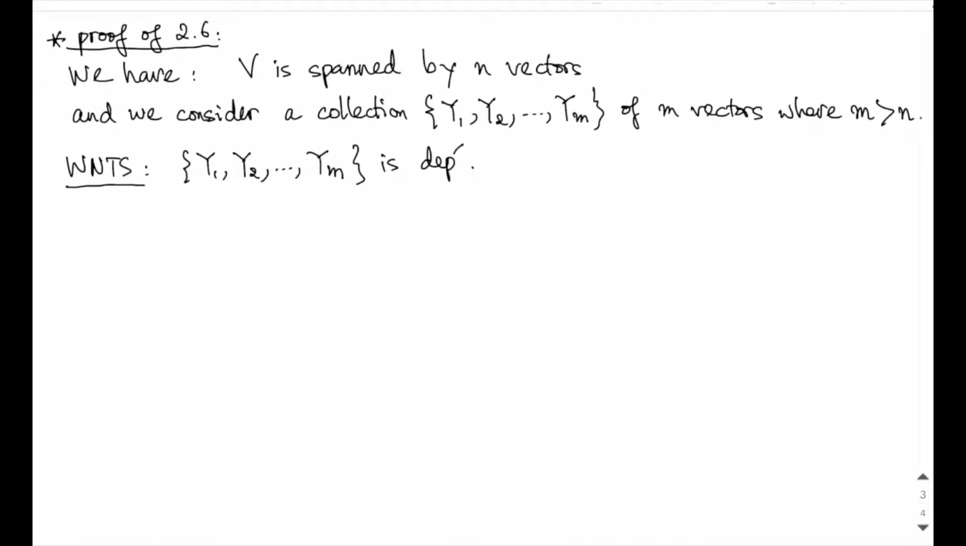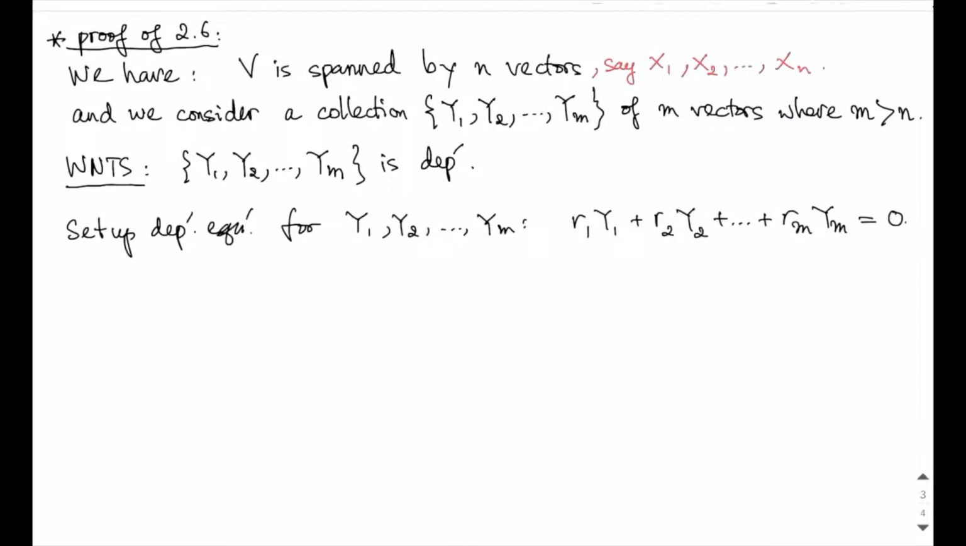Now, if V can be spanned by n vectors, then we can name them, right? Say x1, x2, dot, dot, dot, xn. Well, in order to know if some set is linearly dependent or independent, you will need to first set up the dependency equation. If we solve this dependency equation and we get more than one solution, then it confirms that these vectors are linearly dependent. Because V is spanned by x1, x2, and xn.